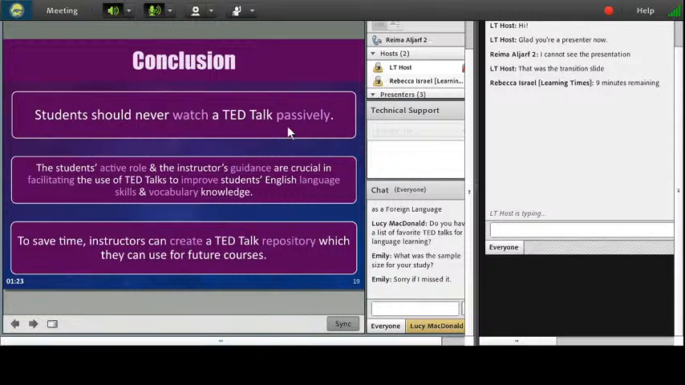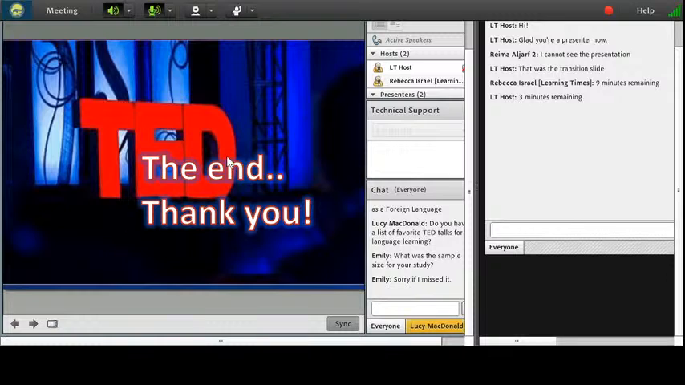The student's active role and the instructor's guidance are very crucial in facilitating the use of TED Talks to improve the student's English language skills and vocabulary knowledge. To save time, instructors can create a TED Talk repository, which they can use for future listening or translation courses. With this, I come to the end of my presentation.